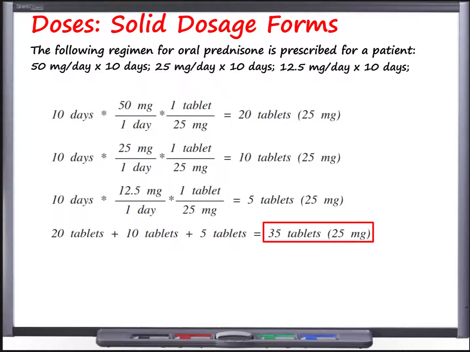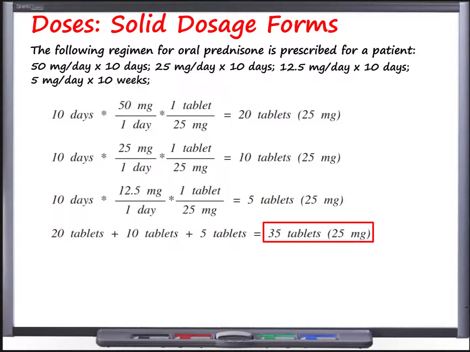So the last step would be simply to add up those 3 calculations. So the first 10 days, we need 20 tablets. The second 10 days, we need 10 tablets. And the last 10 days, we need 5 tablets. So 20 plus 10 plus 5 gives us a total of 35 tablets. And that is the final answer. That's the correct answer for the number of 25 milligram tablets we need. However, remember, we're not quite done.